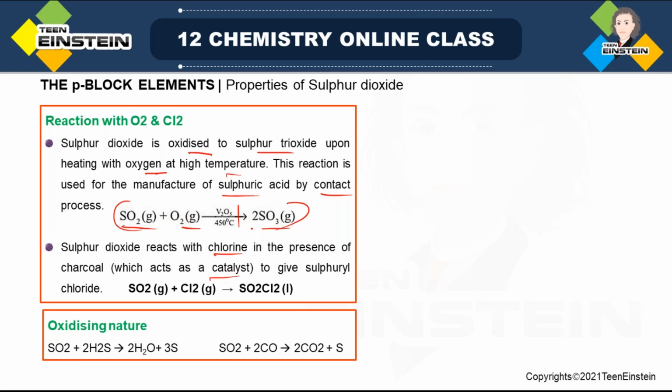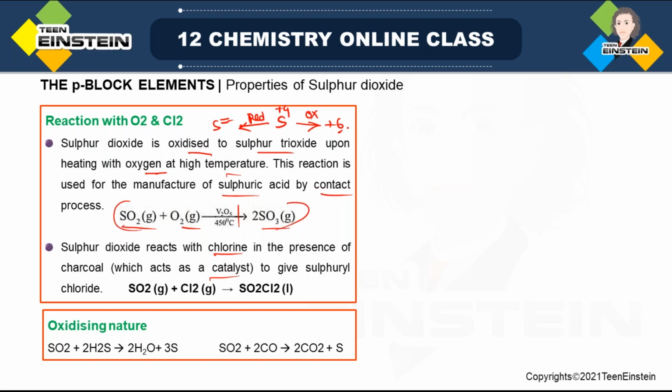Now SO2 can show reducing nature, it can show oxidizing nature, both are possible. Now what is the reason behind it? Because sulfur has +4 oxidation state when it is in SO2. Now from +4 it can go to +6 state by losing electron, that is oxidation, or it is also possible that it gains some electron and is reduced to another oxidation state, because for sulfur different types of oxidation states are possible, right? So that is the reason, as it has an intermediate oxidation state.